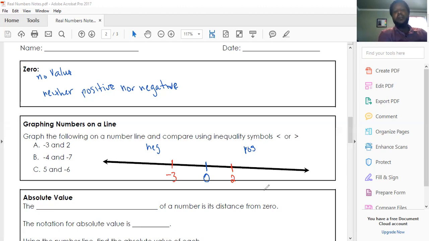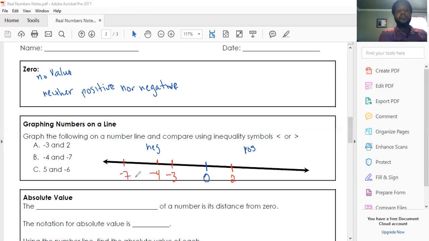Okay. And I'm going to do the same thing for the numbers in letter B, -4 and -7. So -4 should be 1 space to the left of -3, right? Because even though 4 has a greater value than 3, when we're talking about negative, it's actually a smaller number than -3, right? So this is where -4 would go. And then I have to graph -7. So -4, -5, -6, -7 would be right about here.